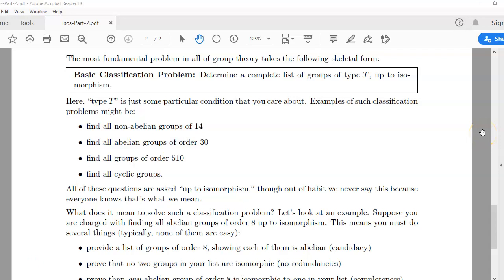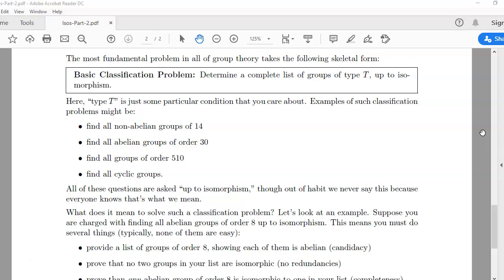Now I want to spend some time talking about the most fundamental sort of problem in all of group theory, and in fact, all of abstract algebra. And this is why the notion of isomorphism is so important. Remember that isomorphism tells you what actually matters.